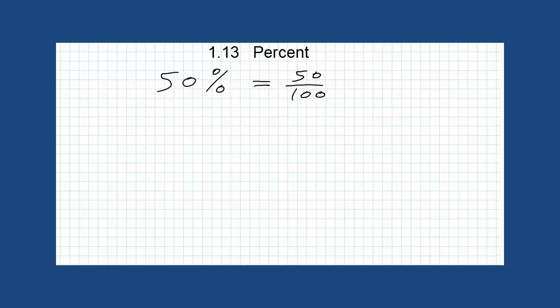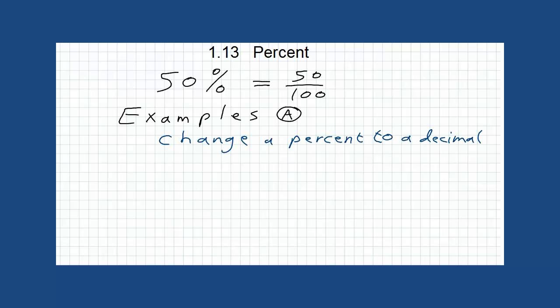Our objective for this lesson is to learn how to change between percent and a decimal number, and how to change between percent and a fraction or a mixed number. Look at this group of examples. Here we want to change a percent to a decimal.